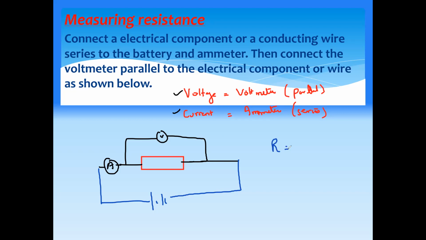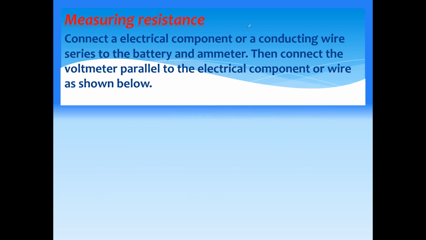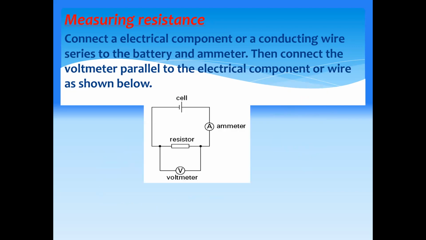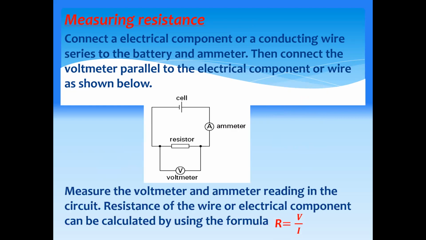So resistance will be equal to voltage divided by current. When we divide voltage by current, we get the resistance of this material. It can be any component: a resistor, a lamp, any component. This is always the way, always the circuit, to find the resistance. The voltage of the circuit divided by the current through the component will give us the resistance of that component.